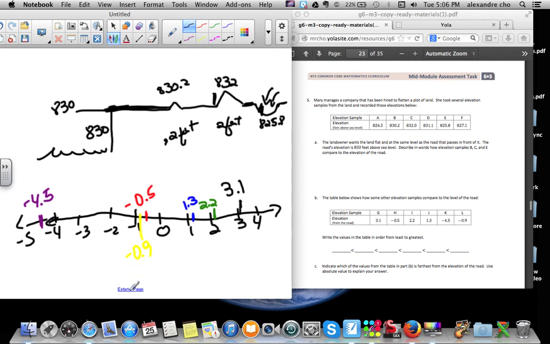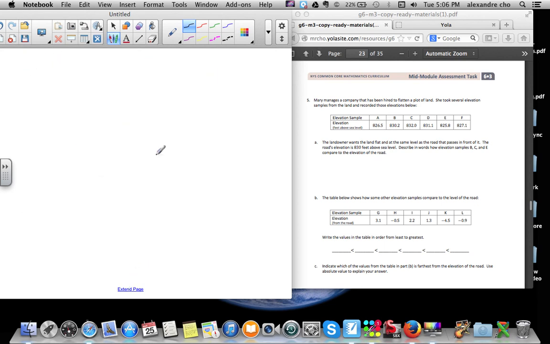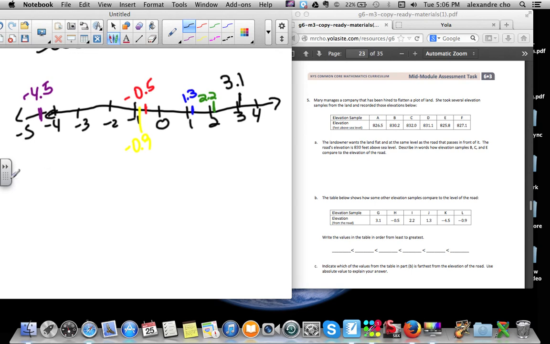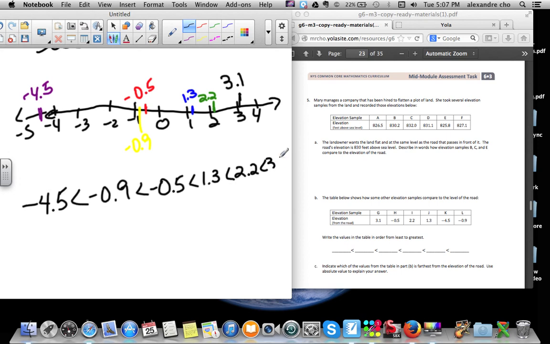And you can write your statement. Remember, the number to the left is always the smallest one. So you can write a long inequality. You can say negative 4.5 is less than negative 0.9, which is less than 0.5, which is smaller than 1.3, which is smaller than 2.2, which is smaller than 3.1. It's a big inequality.